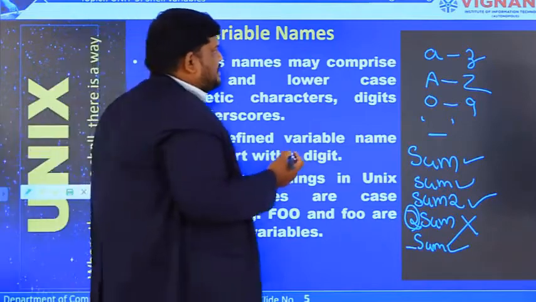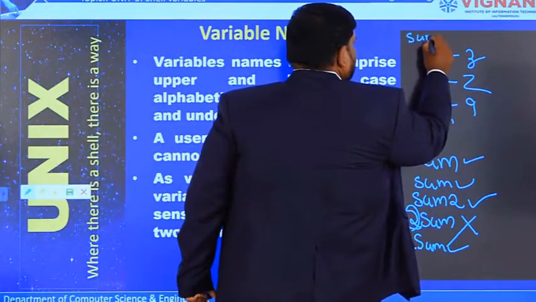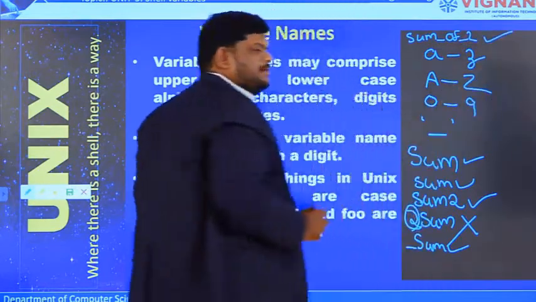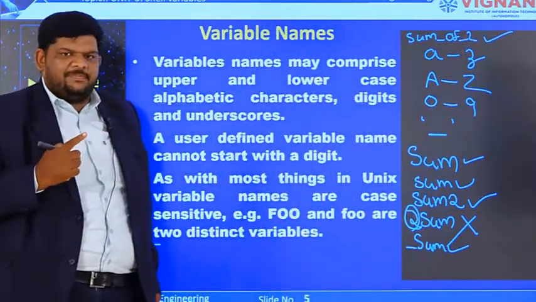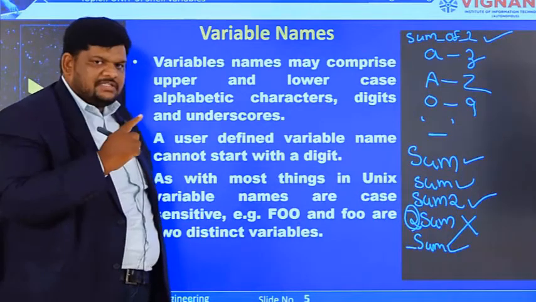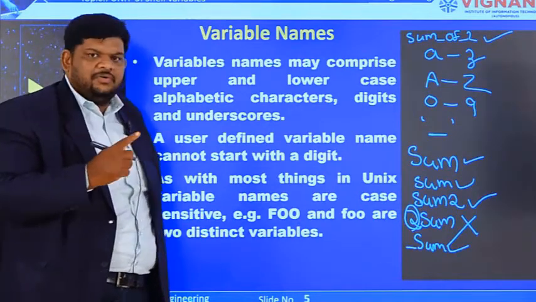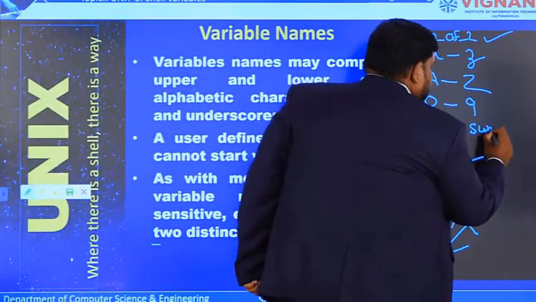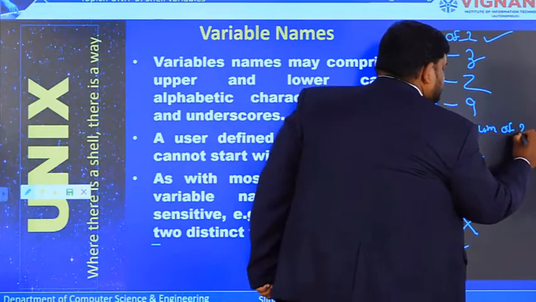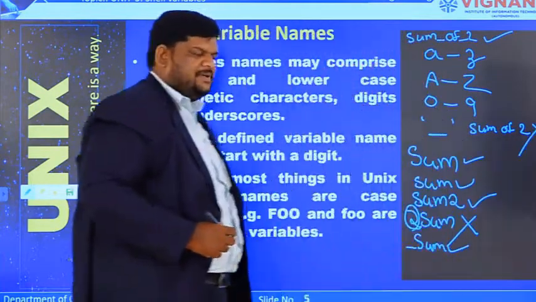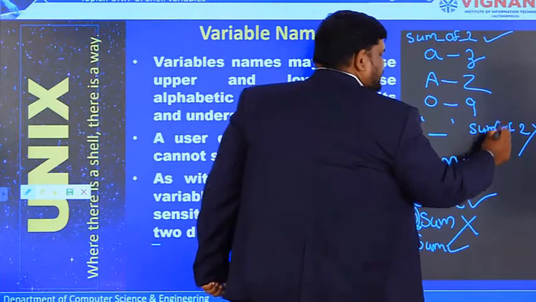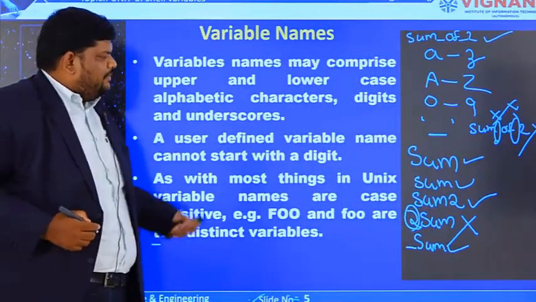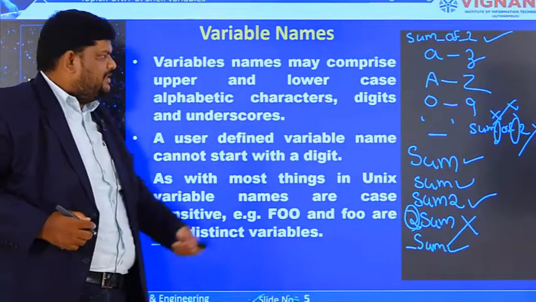Next, we can write like this also. This is also valid because we are not writing any white space here. Here we are writing 'sum underscore of underscore 2'. So this is a valid name. But if you write it like this, 'sum space of space 2', this is invalid syntax because here we are writing white space. White spaces are not acceptable. So these are the valid and invalid syntax while writing the variable name.